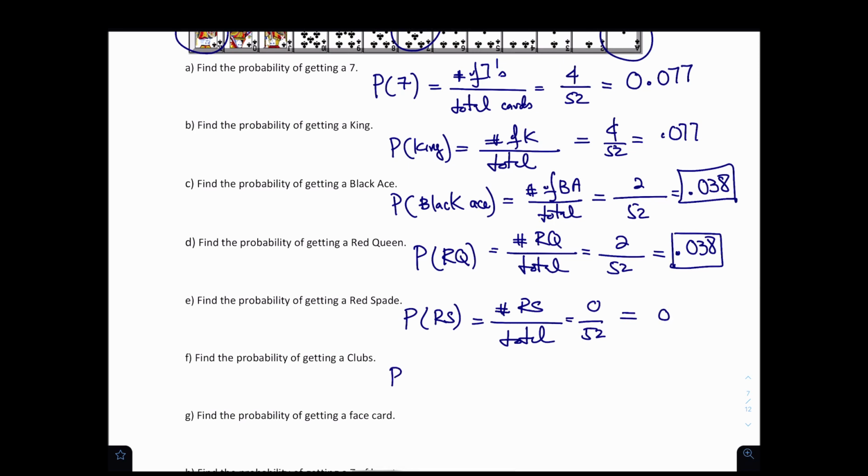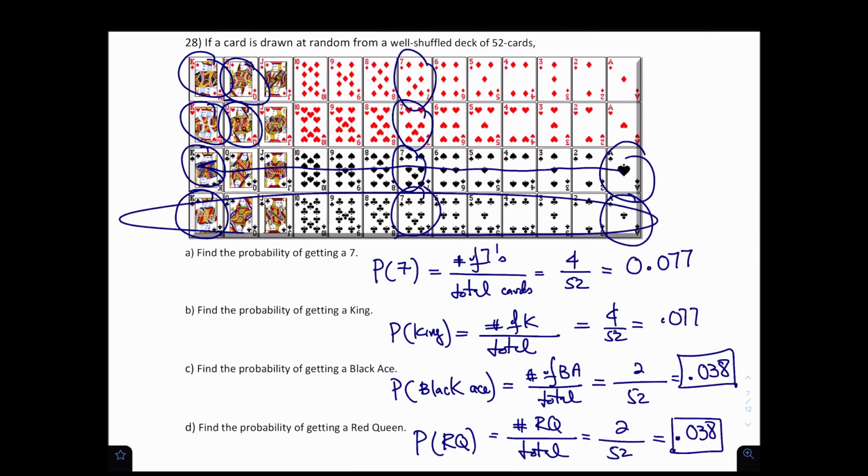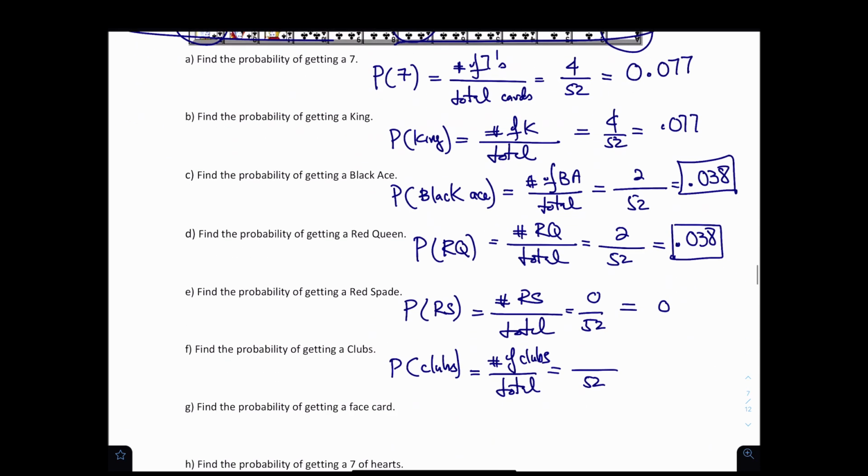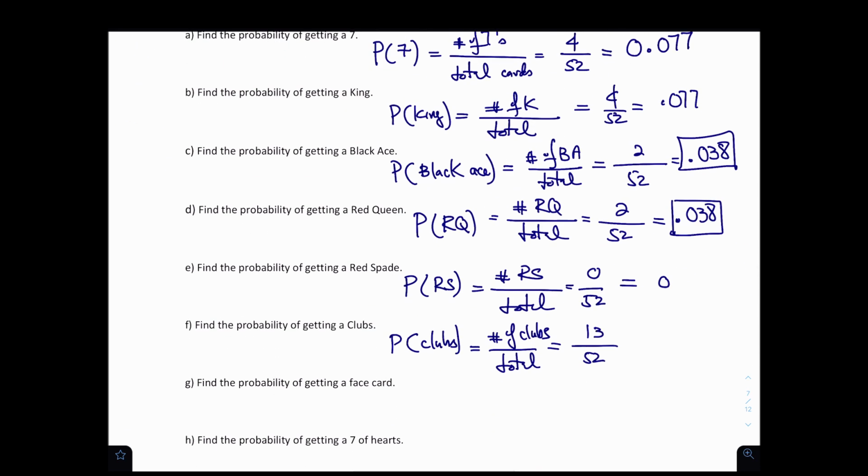Find the probability of getting clubs. Again, number of clubs divided by the total number of cards. How many clubs are there? There are 13 of each suit, so there are 13 clubs. So the probability is 13 out of 52, which is a quarter, 0.25.